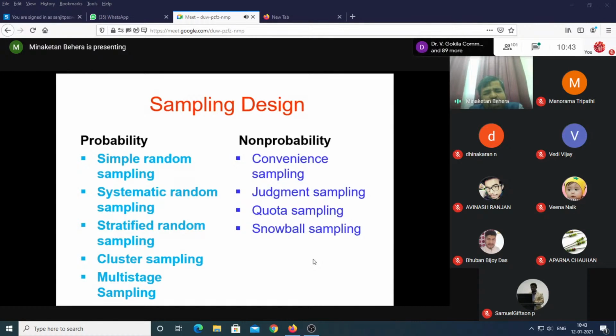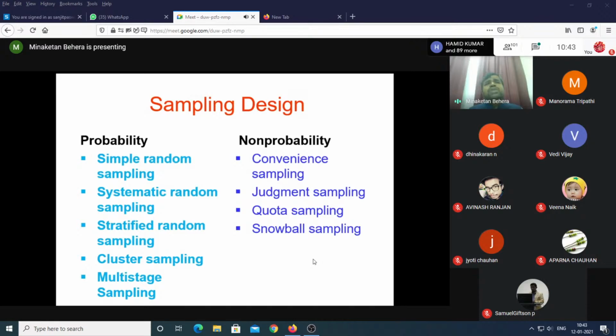Non-probability sampling: the first type is what we call convenience sampling. Convenience to whom? Convenience to the researcher. Suppose I want to do a survey on the midday meal. I will select a school in front of my home, so I can work in my area. I go there because I have command over that area.